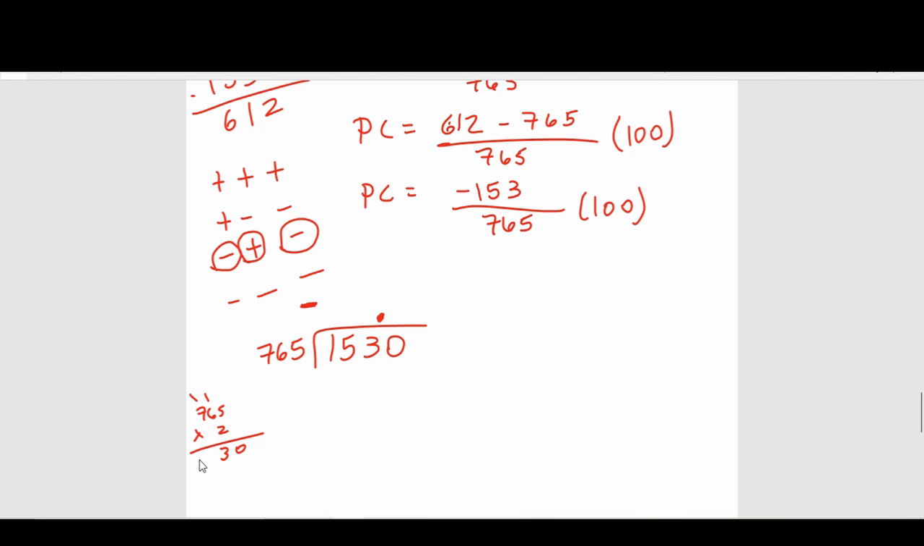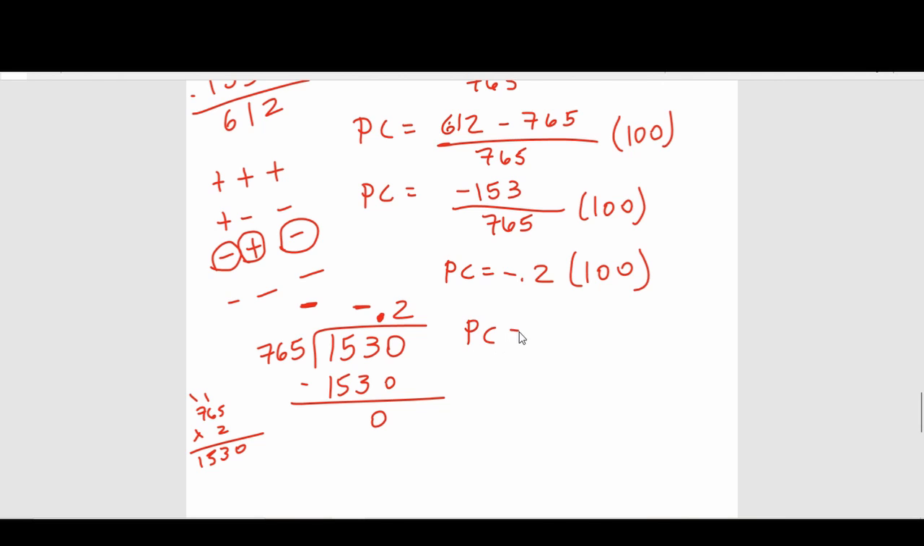7 times 2 is 14, plus 1 is 15. So we can see 765 goes into 1530 twice. And 765 times 2 is 1530, so we know there's going to be no remainder. So in other words, and I'm going to start shifting it over this way, percent change equals, again, this is a negative 0.2 times 100.